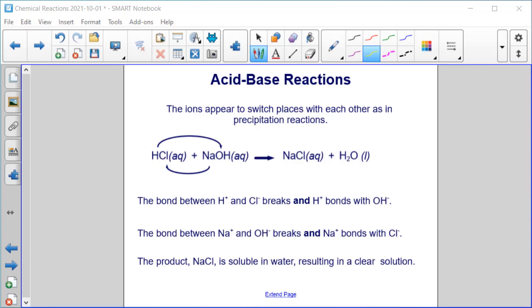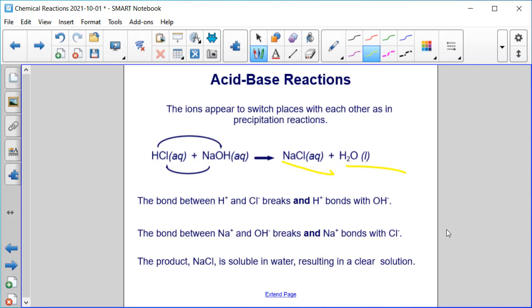When the reaction occurs, the ions appear to switch places with each other, as in precipitation reactions that we've seen. So this H is now with this OH, and this Na is now with the Cl. So we have NaCl and water. The bond between H+ and Cl- breaks, and the H+ bonds with OH-, which is what we see in the formation of water. The bond between Na+ and OH- breaks, and Na+ bonds with Cl-. That's how we get this product here.